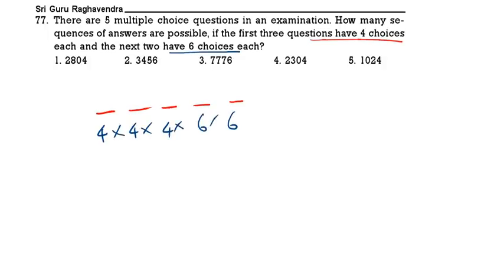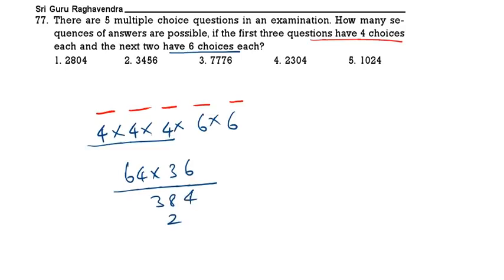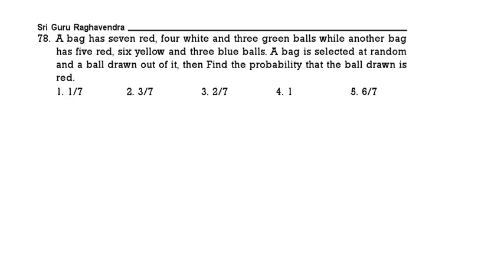Total means you have to multiply. So this is 4 into 4 into 4, 64. This is 6 into 6, 36. So 64 into 36, how much are we going to get? 2304. 2304 is the correct answer.